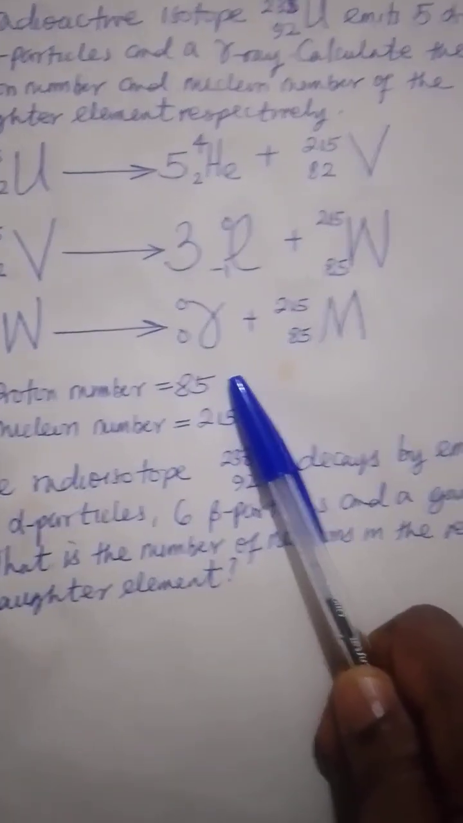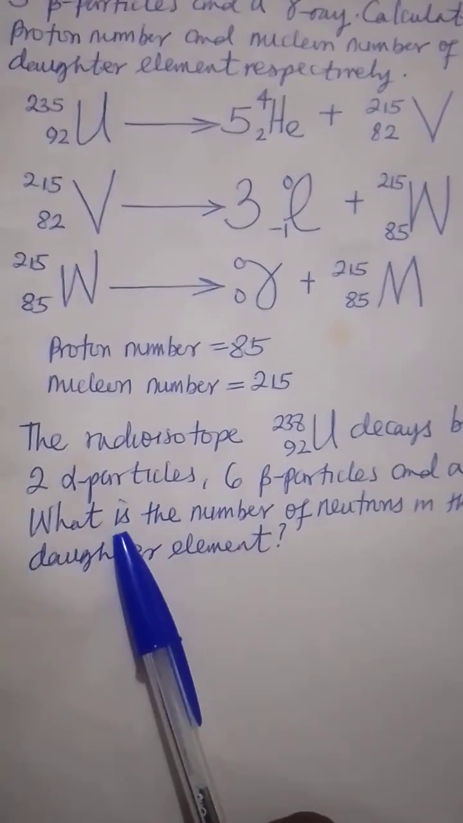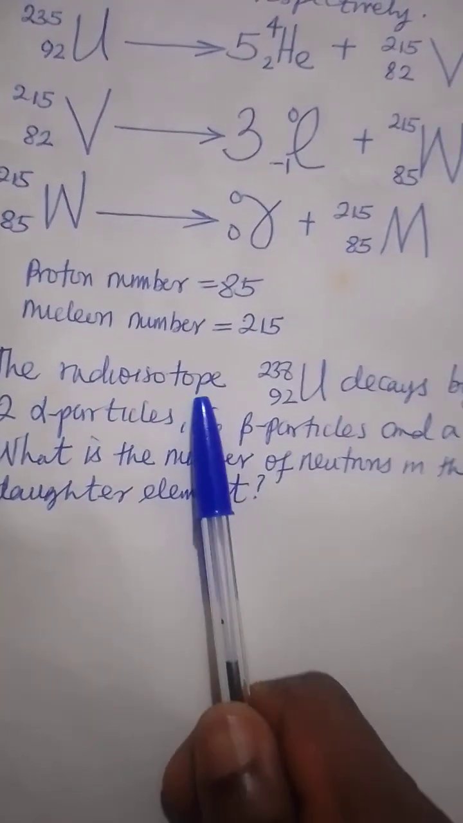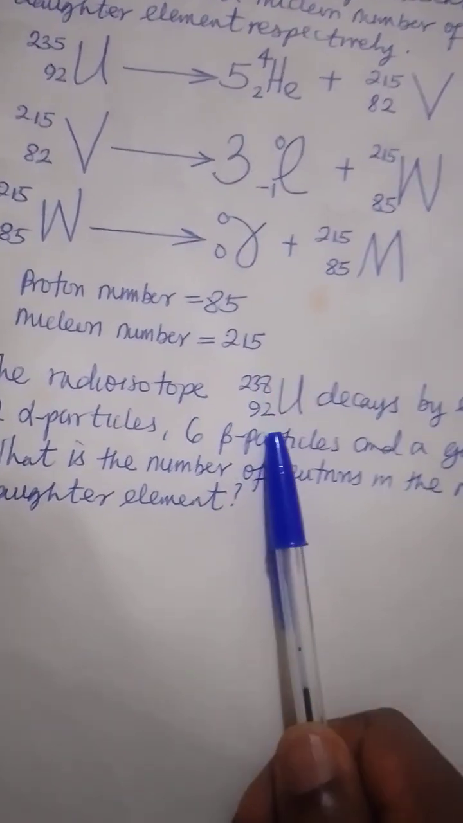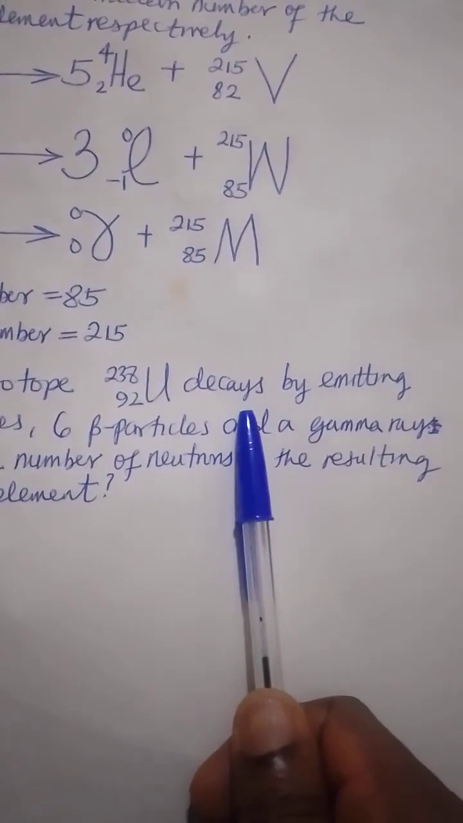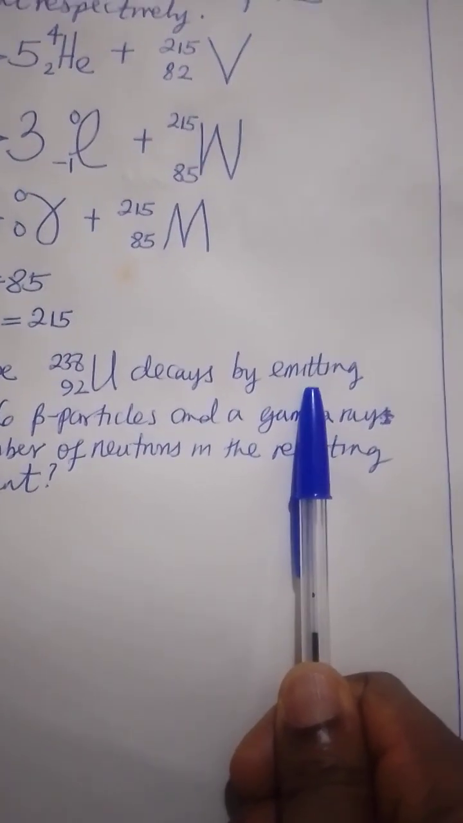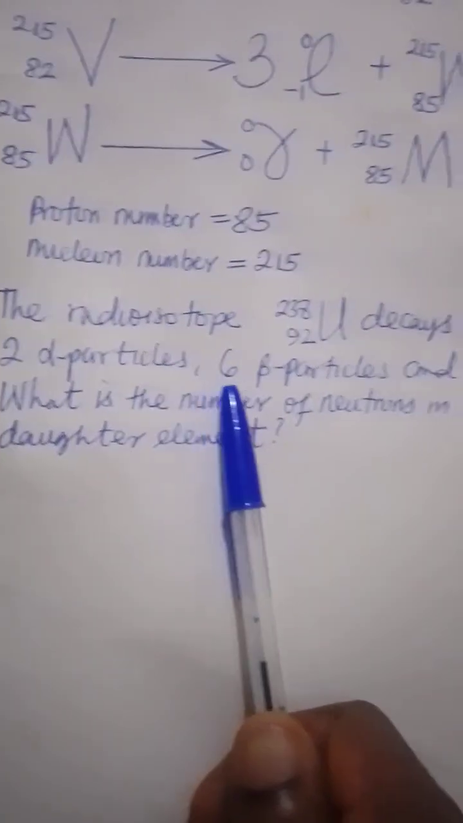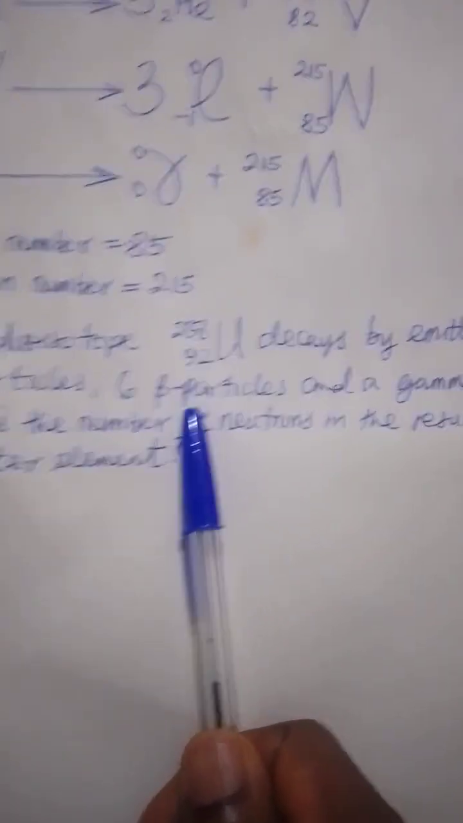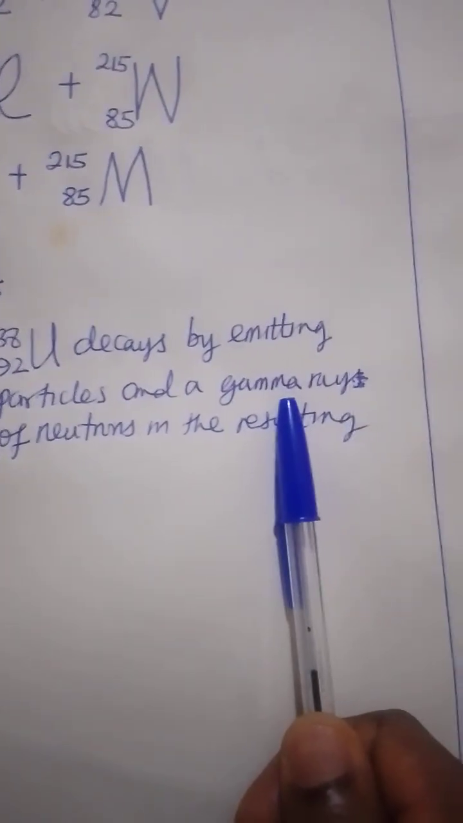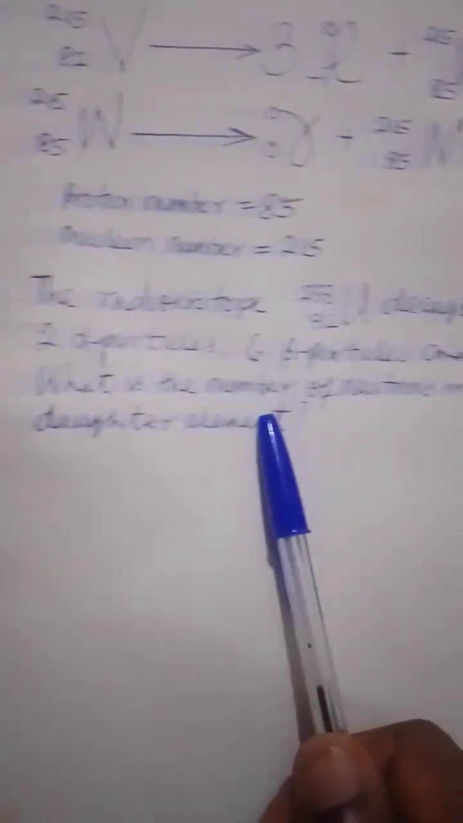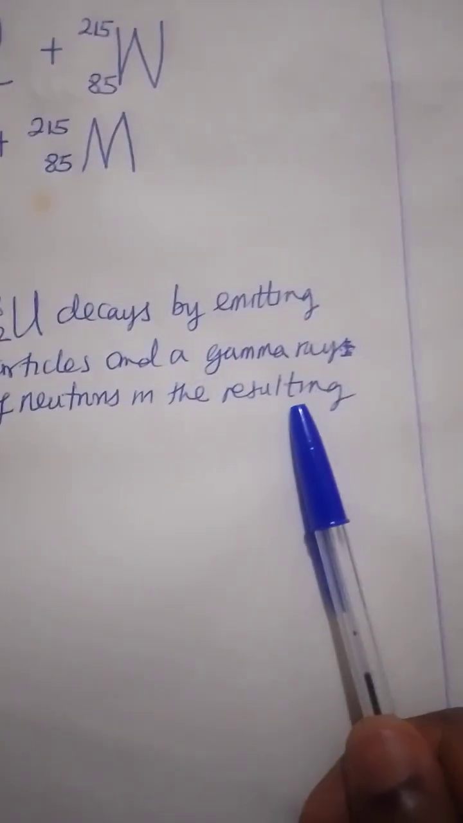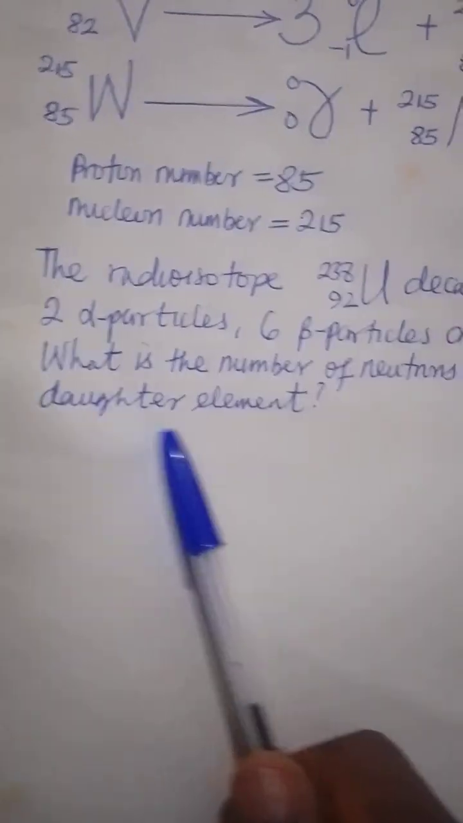I would like you to go through very well, and then you will do this one for me. The radioisotope 238/92 decays by emitting 2 alpha particles, 6 beta particles, and a gamma ray. What is the number of neutrons in the resulting daughter element?